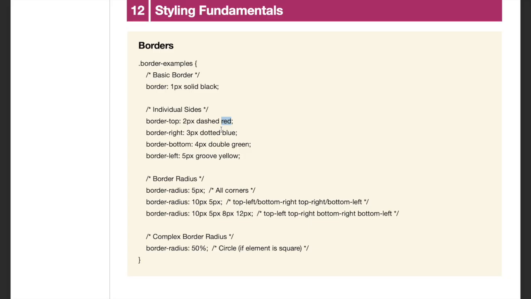Now if we talk about border radius, it softens the sharp, harsh corners of our HTML boxes. You can apply a simple 5 pixels to round all corners equally, or you can specify multiple values to target the top left, top right, and bottom left individually.